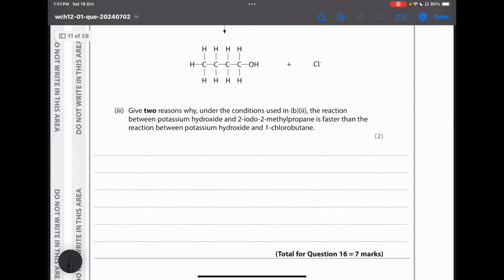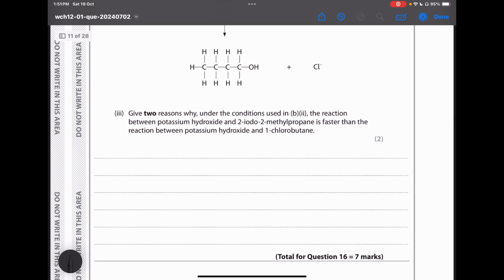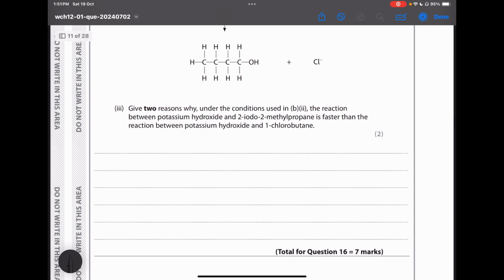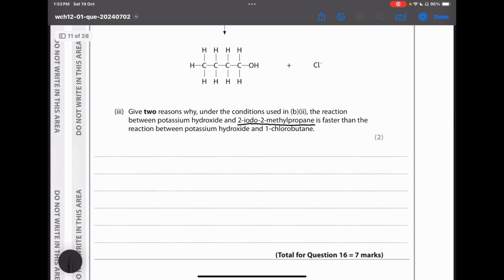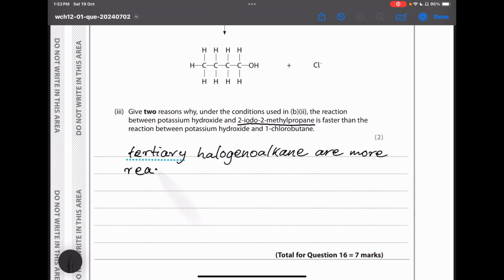Give two reasons why, under the conditions used in B2, the reaction between potassium hydroxide and 2-iodo-2-methylpropane is faster than the reaction between potassium hydroxide and 1-chlorobutane. So this compound that you see is a tertiary halogenoalkane. So we will write down that tertiary halogenoalkanes are more reactive than primary halogenoalkanes.